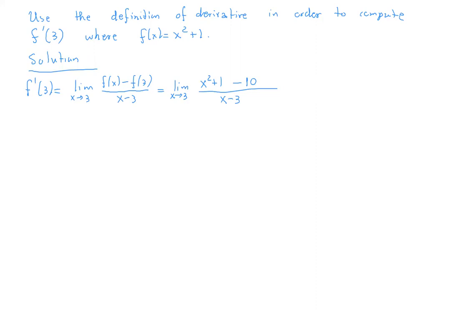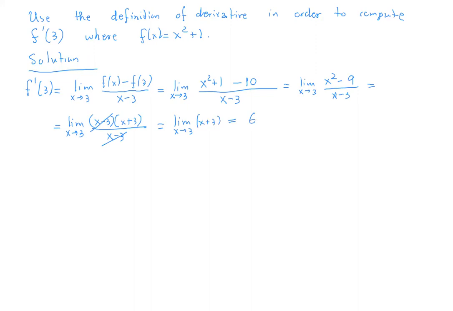So this will become the limit as x tends to 3 of x squared minus 9 over x minus 3. And here we have a simple cancellation. So this will be the limit as x tends to 3 of x minus 3 times x plus 3 over x minus 3. And now we can get rid of the two quantities that make that 0. And we will have the limit as x tends to 3 of x plus 3, which is equal to 6.